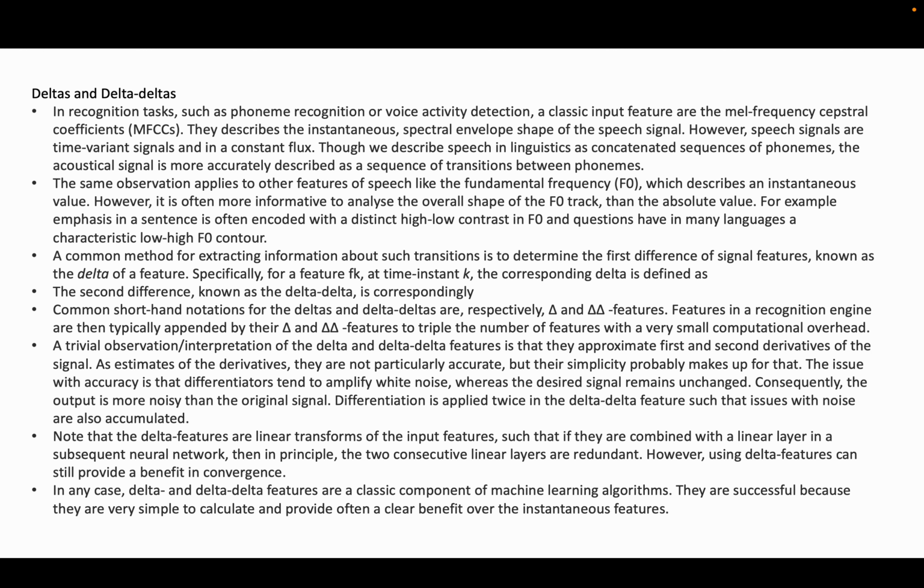So basically, if you just think of this, the delta represents roughly the first derivative, and the delta-delta represents the second derivative of the signal. As estimates of the derivatives, they're not particularly accurate, but they're very simple. So it's a simple calculation, not very computationally costly.